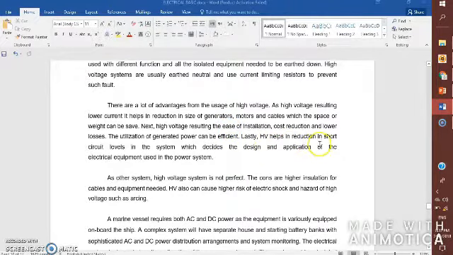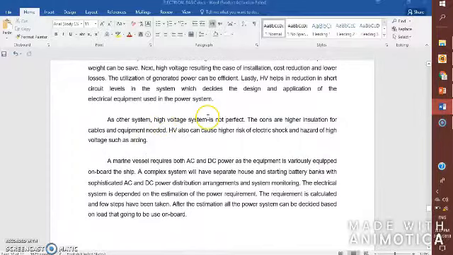Lastly, it helps in reducing the short circuit level in the system, which decides the design and application of the electrical equipment. Next, the disadvantage of the high voltage system is that it needs higher insulation for cables and equipment. It also can cause a higher risk of electrical shock and hazard of arcing.